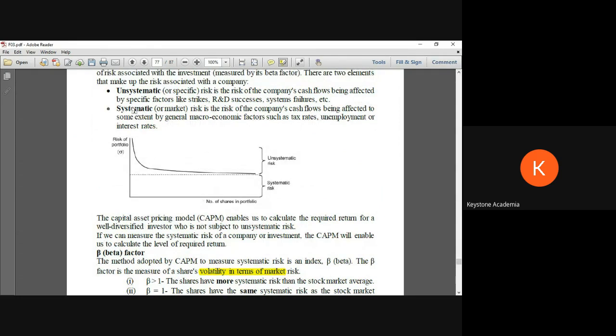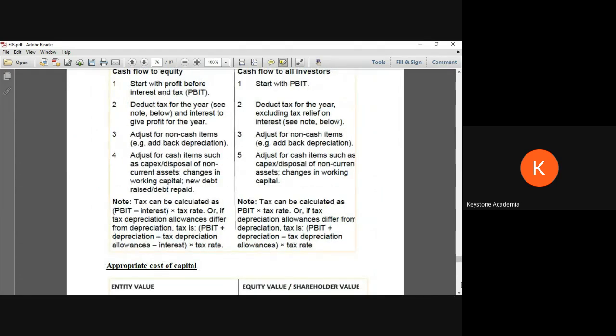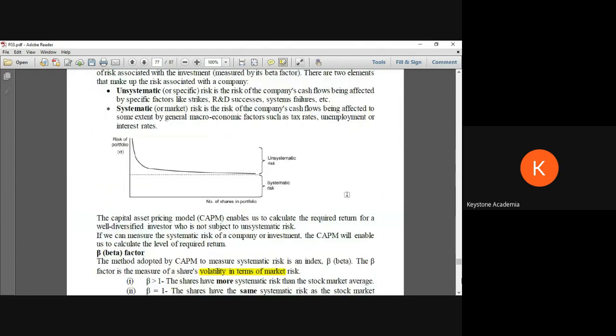Okay, what is systematic and unsystematic? Quickly, we can go through that also. Systematic risk first is market risk. It is the risk of the company's cash flows being affected to some extent by general macroeconomic factors such as tax rates, unemployment, or interest rates. Basically, things which are external to the business. Can we control external risk? Mostly, no, we cannot control, isn't it?